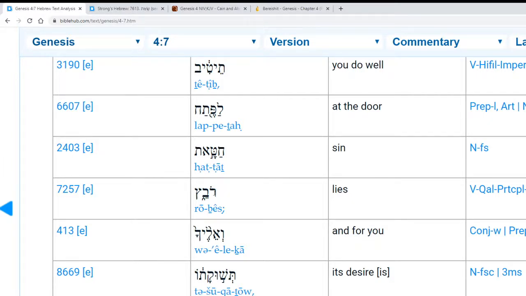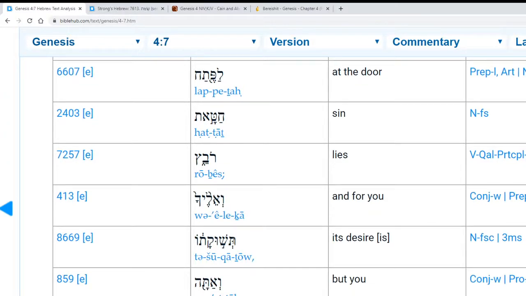It's actually more common than you might think. So you can use your concordance here, resh bet tzaddik, to see they're saying lies. I would say crouch, especially like how a cat or a lion crouches at the ready, right? Lafetach chatat rovetz. Sin is crouching at the door.